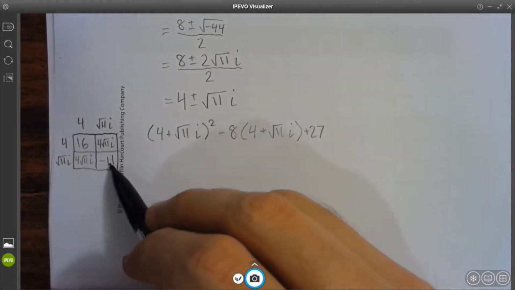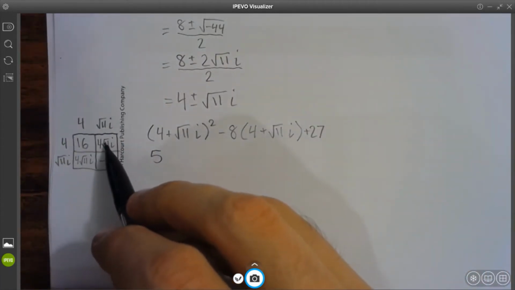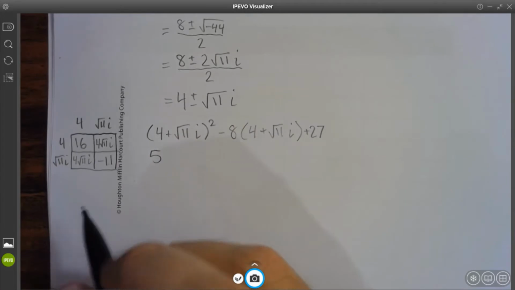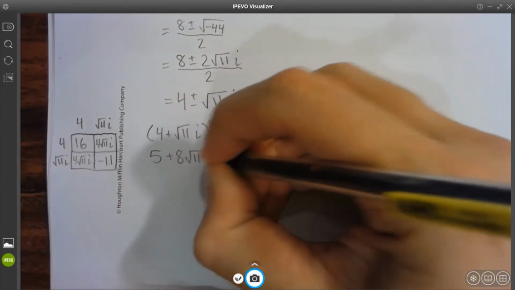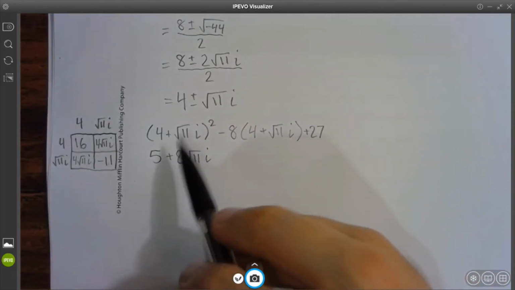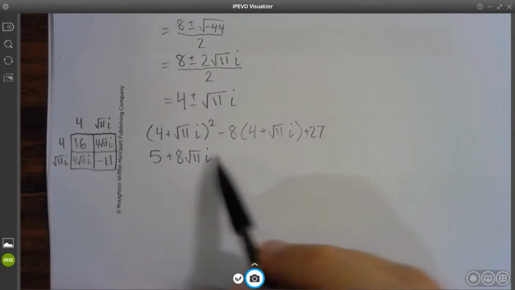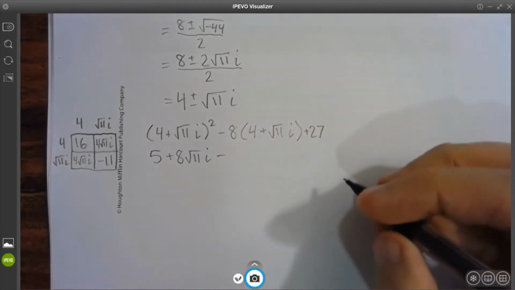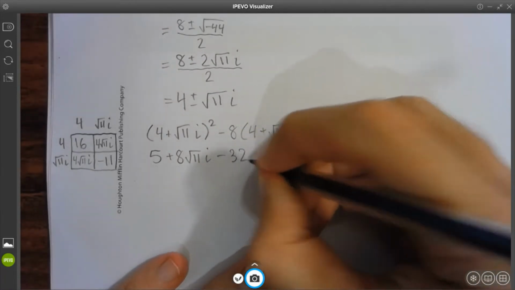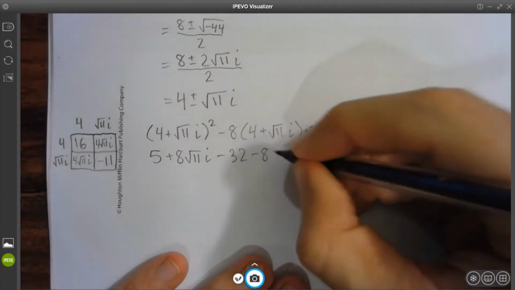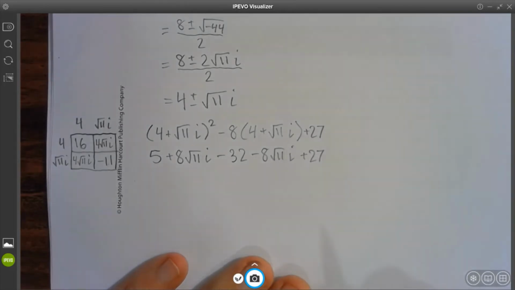We have 16 minus 11 is 5. 4 root 11i plus 4 root 11i is 8 root 11i. And that is the simplification. This stuff has become that stuff. The rest, just write it out. Although I will distribute this negative 8. So we have minus 32 minus 8 root 11i plus 27.